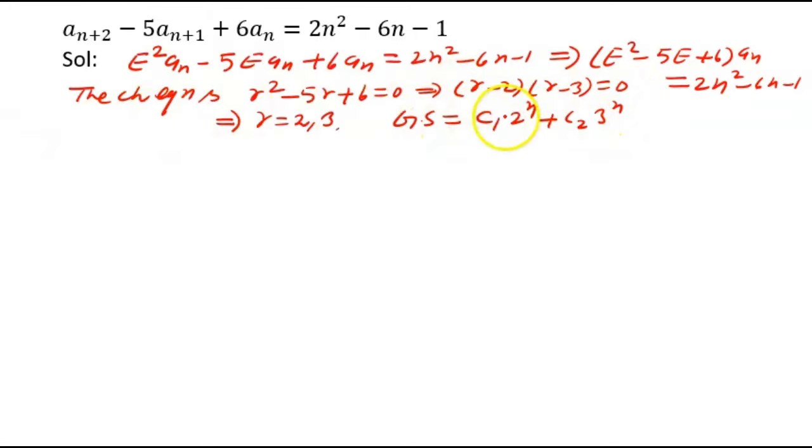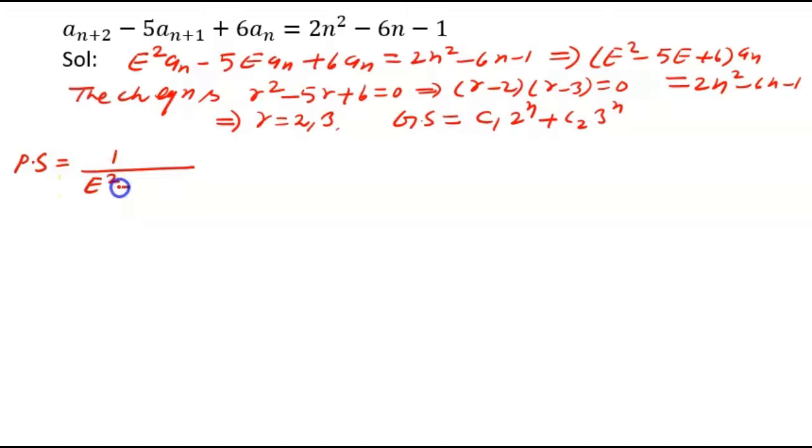But that is something we already know and we are quite comfortable with. What we have to find next is the particular solution. So the process is that we take 1 by F(E). So what is F(E) here? It is E square minus 5E plus 6.